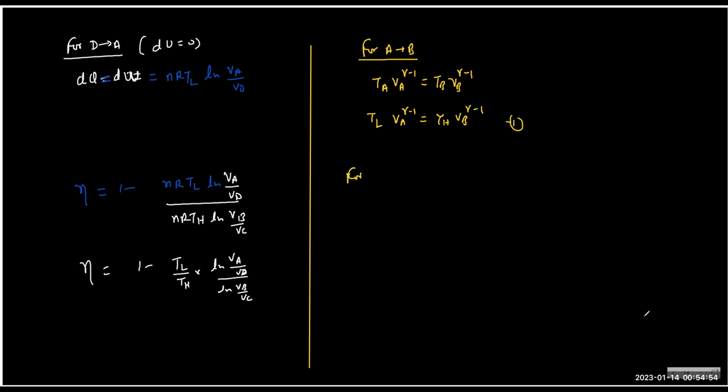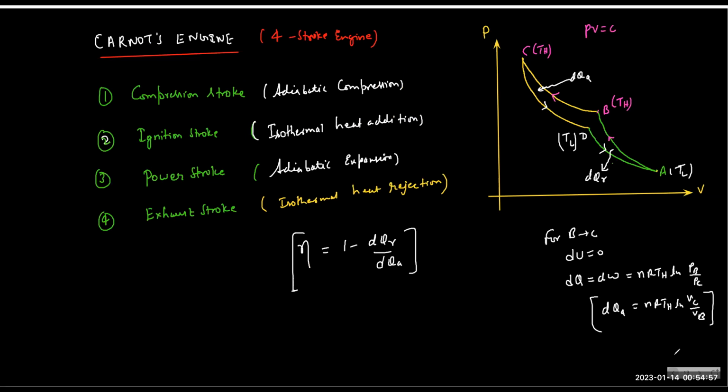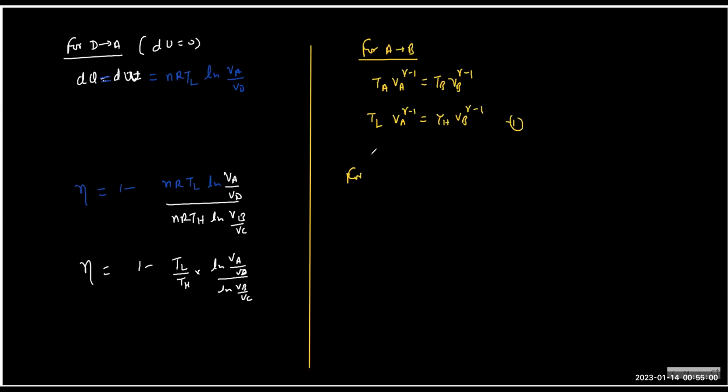And for C to D, guys, tell me what we can add. T_C V_C^(gamma minus 1) equals T_D V_D^(gamma minus 1), isn't it? And T_C is how much? T_H. And T_D is how much? T_L. So I can add this: T_L V_D^(gamma minus 1).